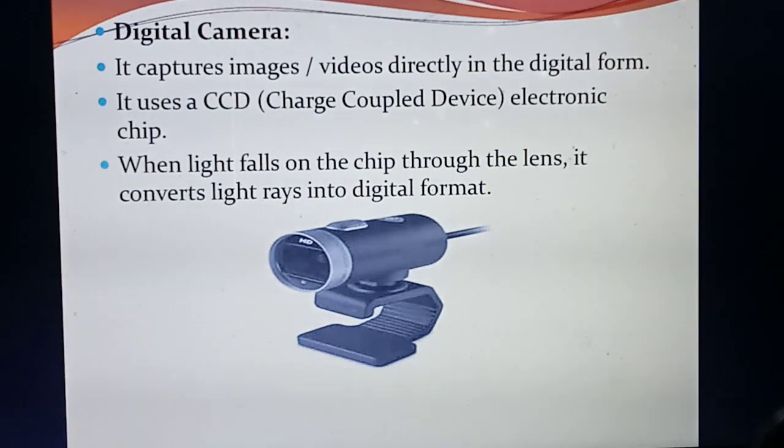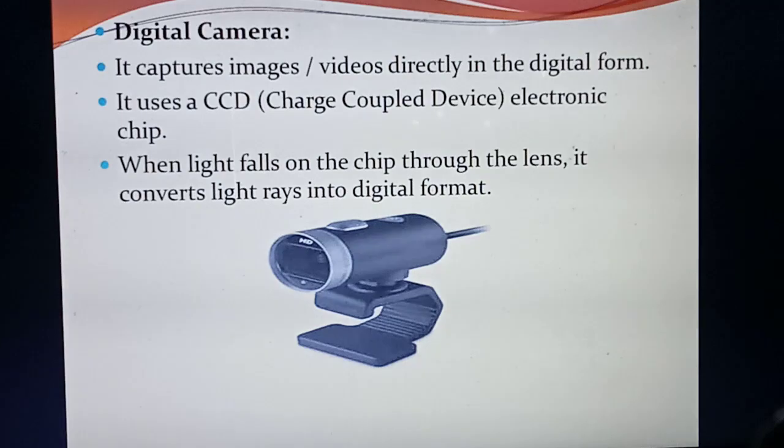So the name itself has digital camera. So what's the use of a digital camera? A digital camera is mainly used to capture digital images. That is, it will capture images or videos and directly convert them into which form? Digital form. Understood? Okay. So in this digital camera, one important chip is there.